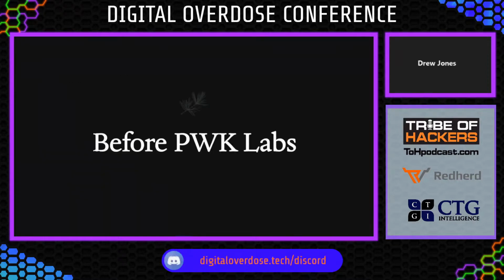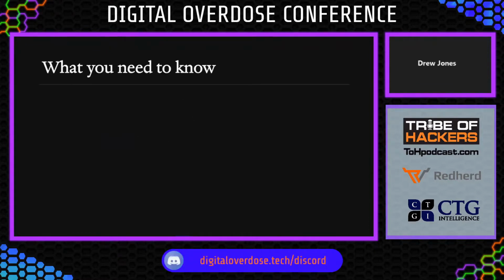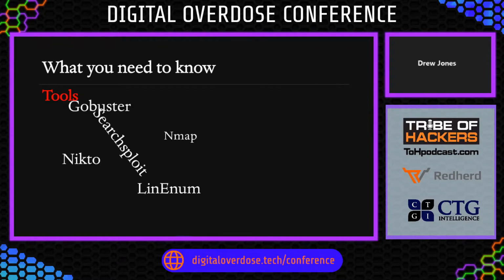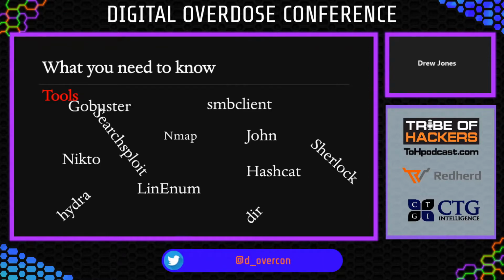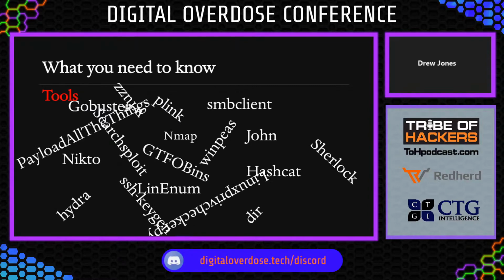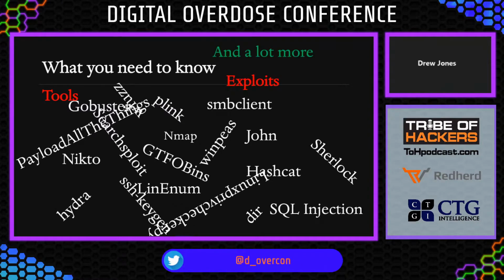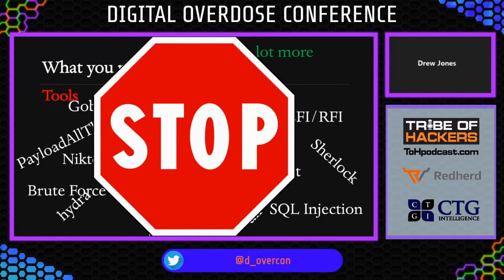So I'm going to talk about what you're going to need to do before signing up for the PWK Labs. So what are you going to need to know? Well, you're going to need to know a lot. For example, the tools you're going to need to know are Nmap, GoBuster, Linodum, Nikto, SearchSploit, SMBClient, John, Hashcat, Sherlock, Dir, Plink, WFuzz, and a lot more. And that's just the tools. What about the exploits? Well, you're going to need to know LFI and RFI, SQL injections, and a lot more.